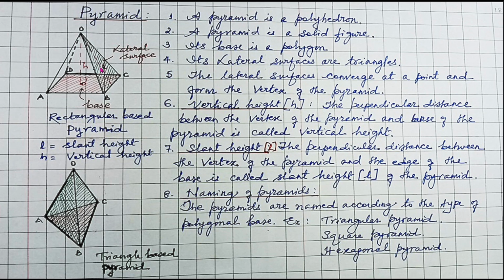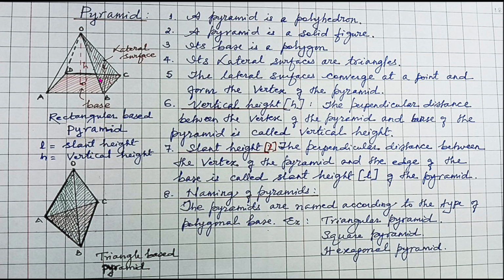The lateral surfaces converge at a point and form a tip, and that is called the apex of the pyramid or the vertex of the pyramid. A pyramid has two heights, a vertical height and the slant height. The vertical height is the perpendicular distance between the vertex and the polygonal base, and the slant height is the distance from the vertex to the edge of the polygonal base.